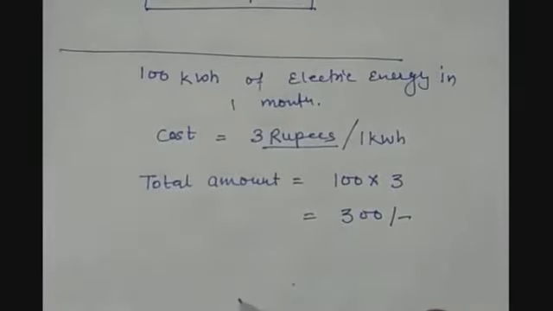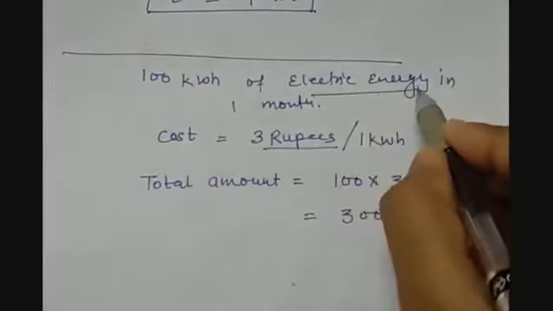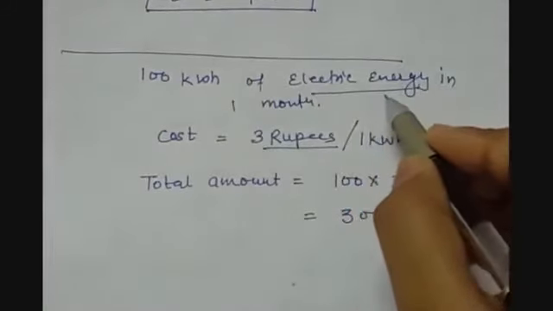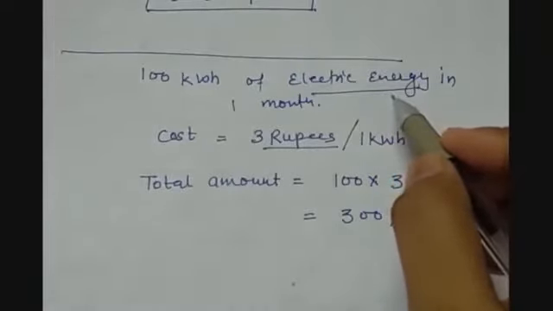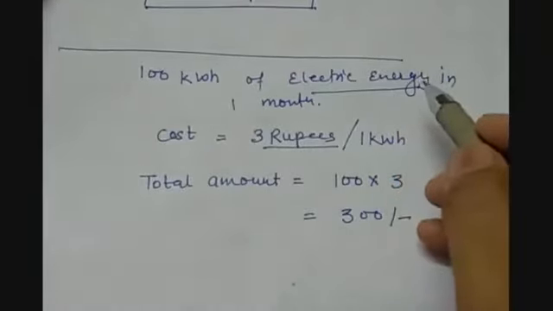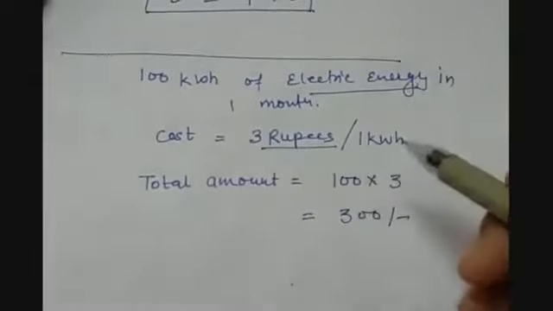We take the amount per unit of electrical energy, and we multiply it by the total amount of electrical energy consumed by us in 1 month or say 2 months. So accordingly we will multiply it.